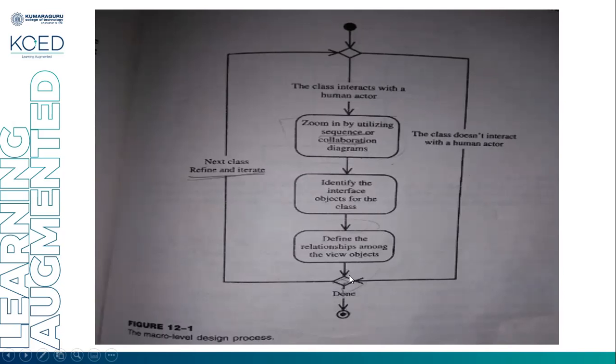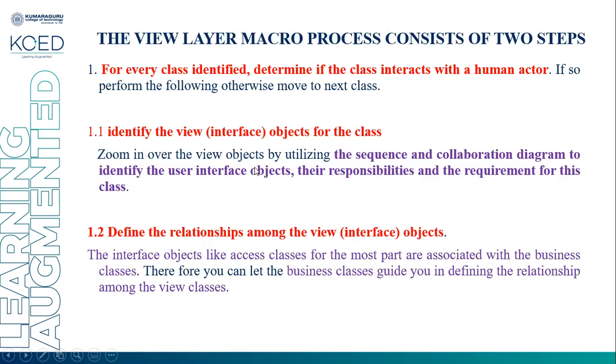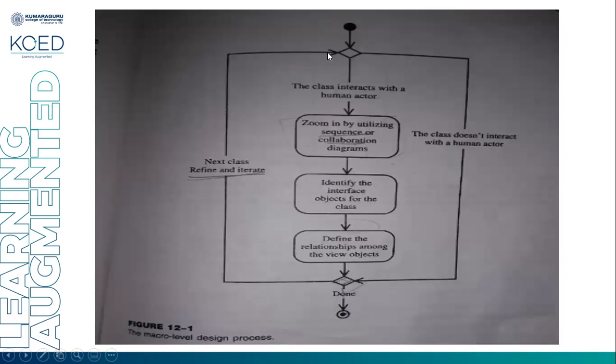Then you take the next class and refine and iterate. This is an iterative process. You go on continuously. Suddenly a class comes that does not interact with the human actor; that will not be included in the process. So all the classes which interact with the human actor should go through this process, and so they are all properly gathered as objects of the user interface.